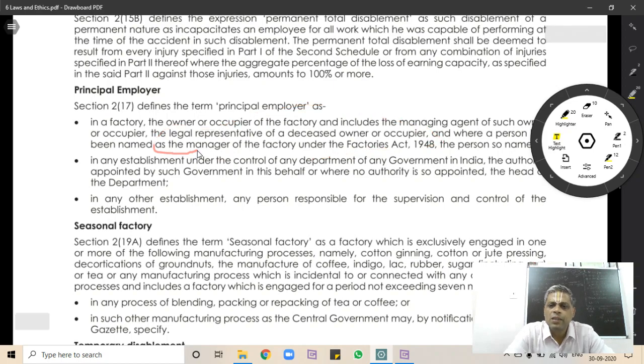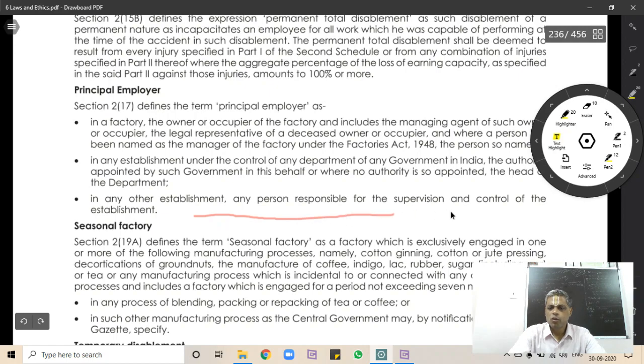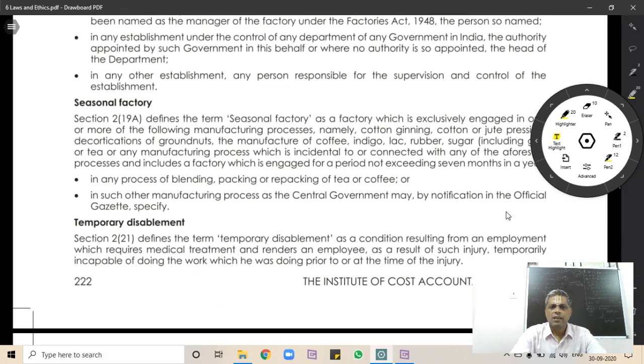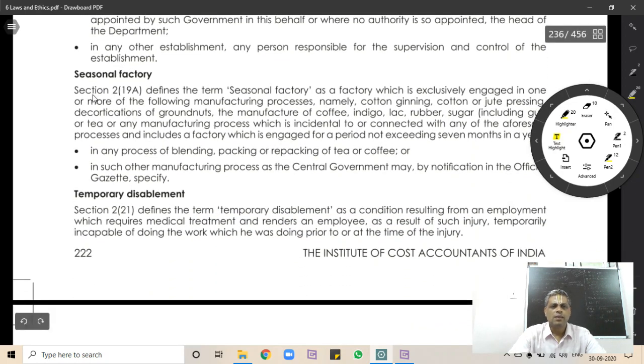But the principal employer is also the manager of the factory under the Factories Act 1948, right? So basically, a person responsible for the supervision and control of the establishment is a principal employer. What is a seasonal factory? Again, this is more important here.